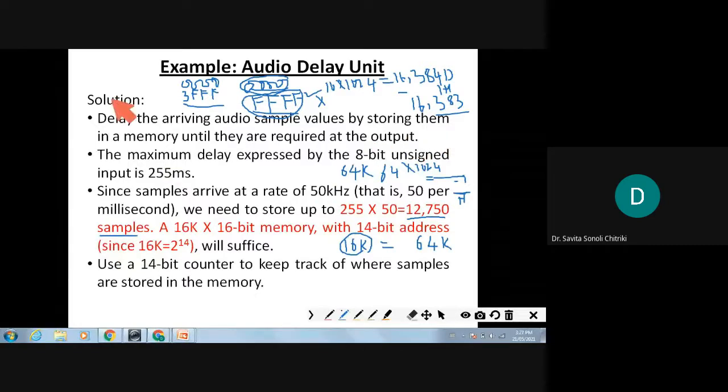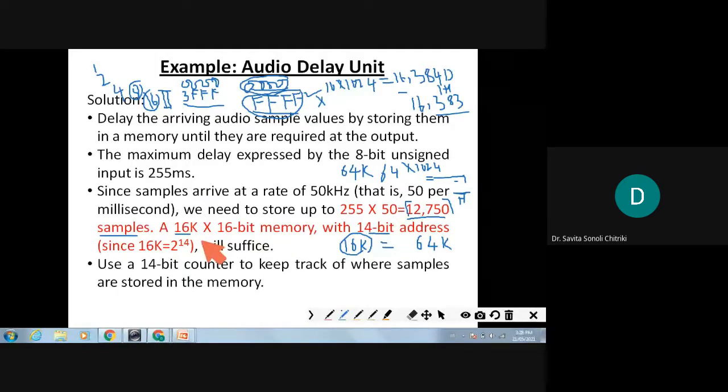Only standard memories are there: 1K, 2K, 4K, 8K, 16K, powers of 2. So if I use 8K, then it doesn't suffice. If I use 16K, some additional part will be left, there is no problem. So I am using 16K memory. To address this, how many address lines do you need? Take the logarithm ceiling function of this, log to the base 2, you will get the address bits. So you need a 14-bit address.